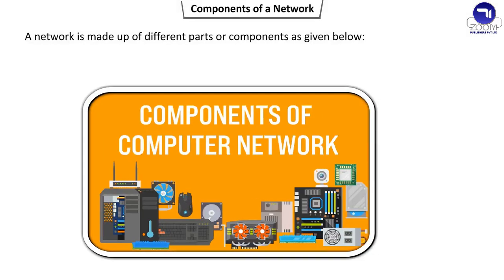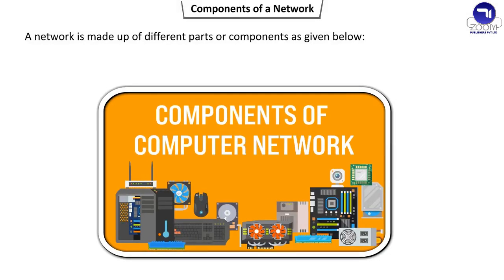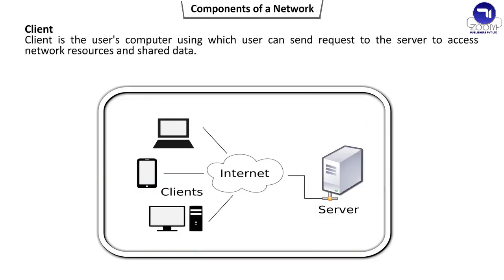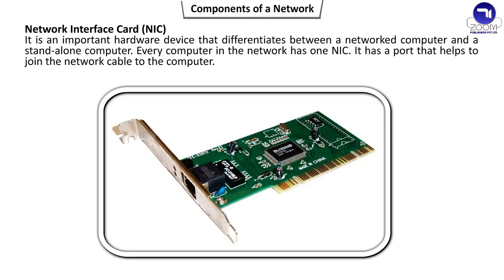Components of a network. A network is made up of different parts or components as given below. Server. Servers are highly configured computer systems that are capable of managing all the network resources. It contains all the shared files and programs and can provide access to network resources. Client. Client is the user's computer using which the user can send requests to the server to access network resources and shared data. Network Interface Card (NIC).